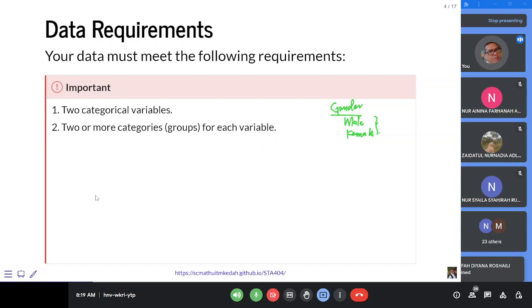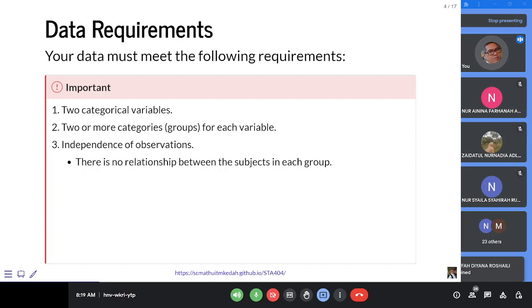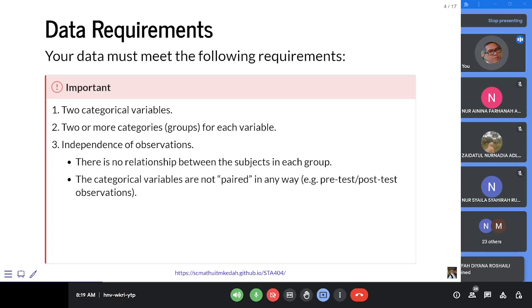Okay. Any questions so far? Ada? Okay, the third one is the data must be independent observations. Ini macam tadi saya katakan. So, it must be independent of observation. What does this mean? There is no relationship between the subjects in each group. So, between the subjects themselves, there is no relationship, right? And then, the categorical variables are not paired in any way. So, dia bukanlah dalam bentuk pairing. Dia bukan dalam bentuk dependent samples.